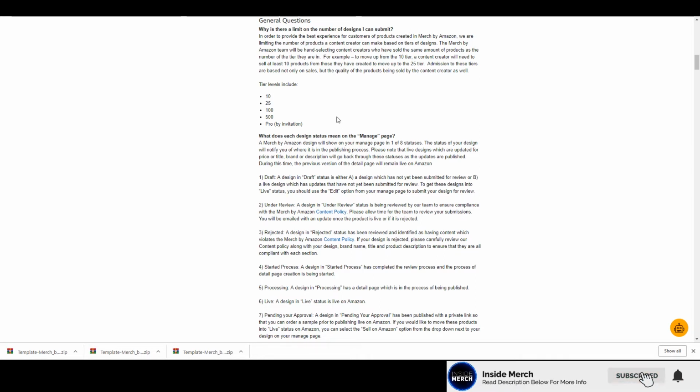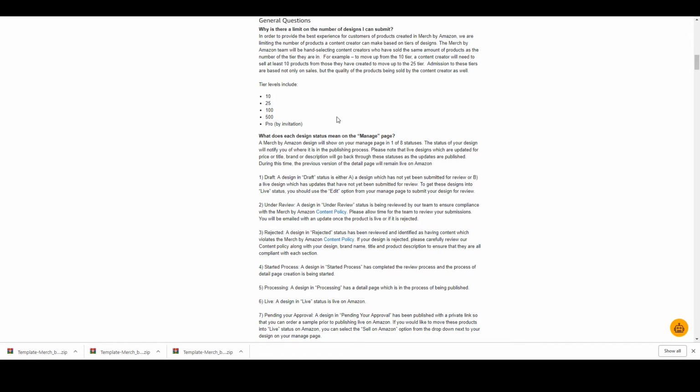Normally the way it works is once you sell the same amount of products as the tier you're on, you'll get bumped to the next tier, okay? And there are some different things that you need to accomplish within that process, but for the most part, if you sell 10 products and you're on tier 10, you'll get bumped up to tier 25. On tier 25, if you sell 25 products, then you'll get bumped up to tier 100. If you sell 100 products on tier 100, you get bumped up to tier 500.